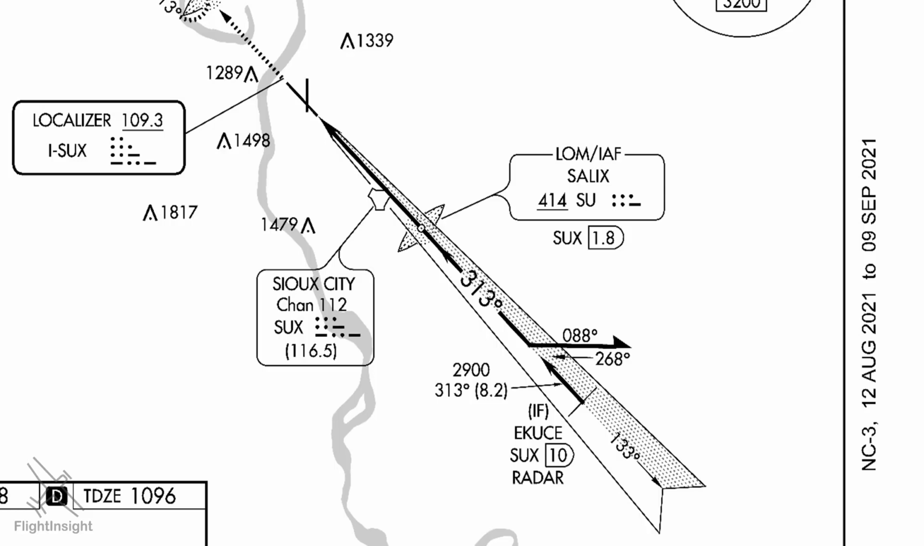You'll always see the right side of the feather shaded on a localizer front course like this, as opposed to the left side, which would be on a back course, which is covered in another video.